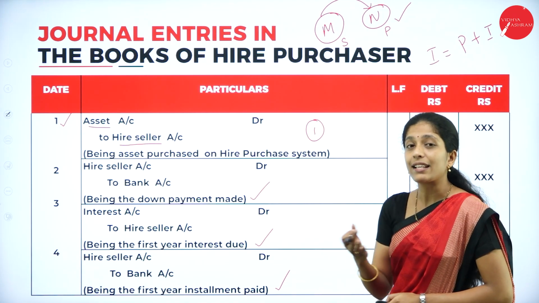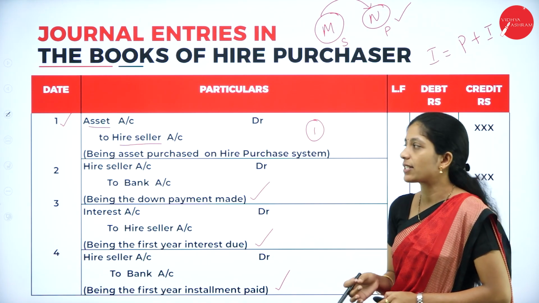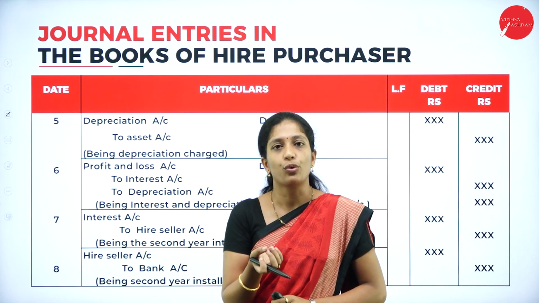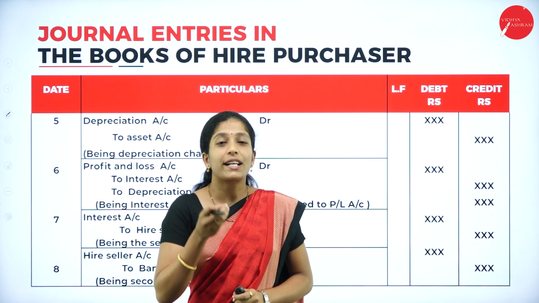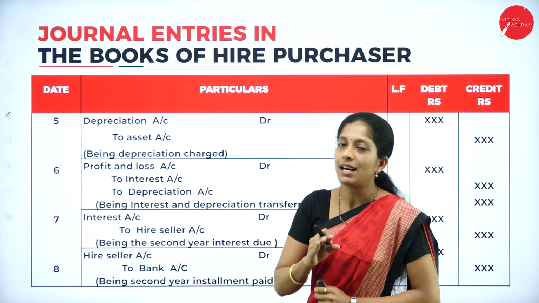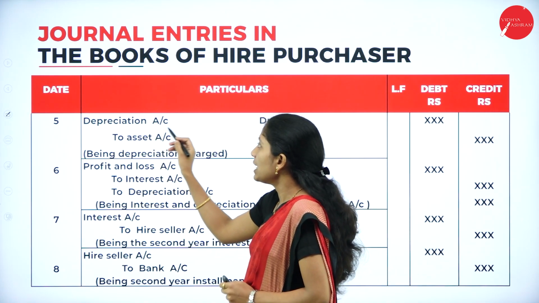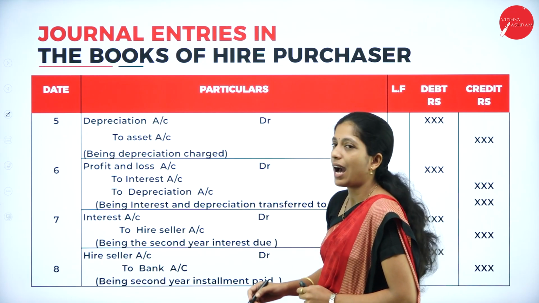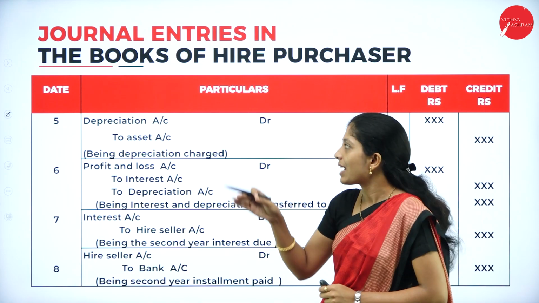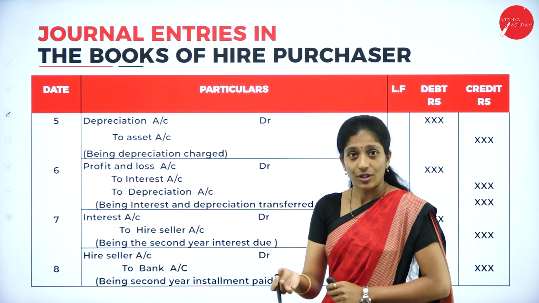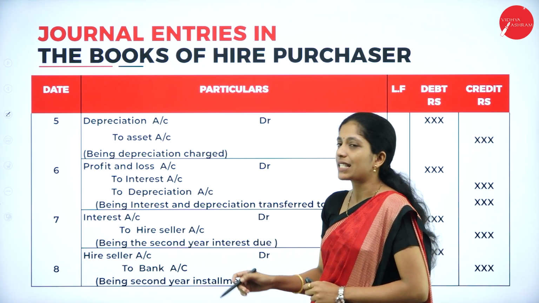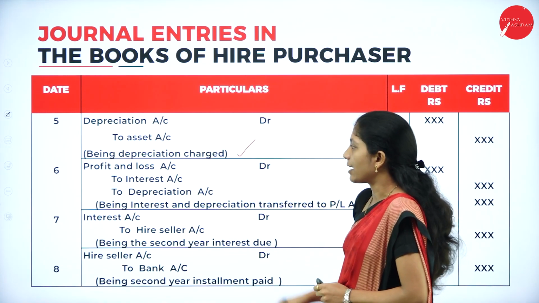Let's see what is the next entry that has to be recorded in the first year. Next is, now, the hire purchaser is having the goods or asset, right? So, it leads to depreciation. So, we have to charge depreciation on that particular asset. So, depreciation account debit to asset account. So, why are we debiting depreciation? Because it is an expense. And what is asset? So, we are charging depreciation on asset, right? So, depreciation account debit to asset account being depreciation charged.